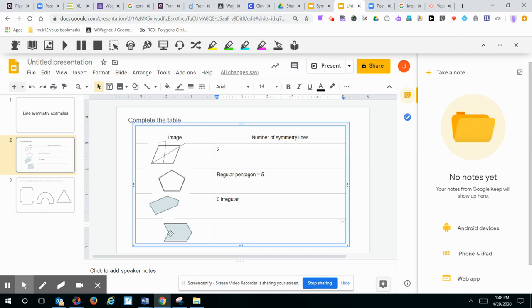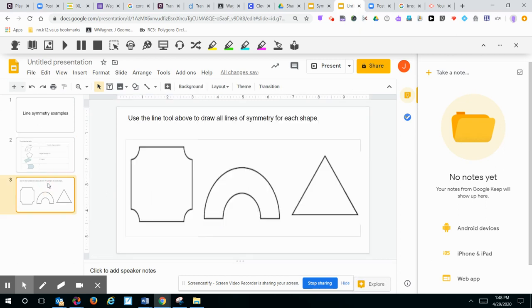Now, this arrow here, it looks like I can't go top to bottom, I can't go diagonally, but I can go horizontally through the middle, so that would give me 1 line of symmetry. Once you finish the table, like I said, all you had to do was say that it had 2 lines of symmetry, 5 lines of symmetry, 0 and 1. Now on to the next slide, drawing the lines of symmetry.